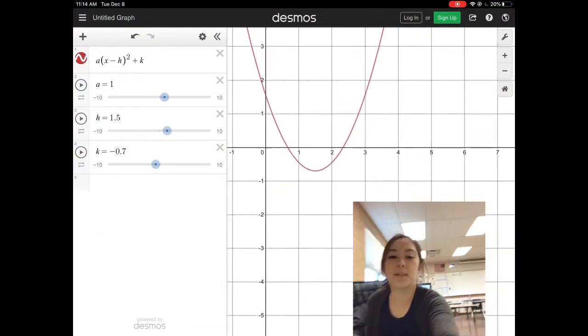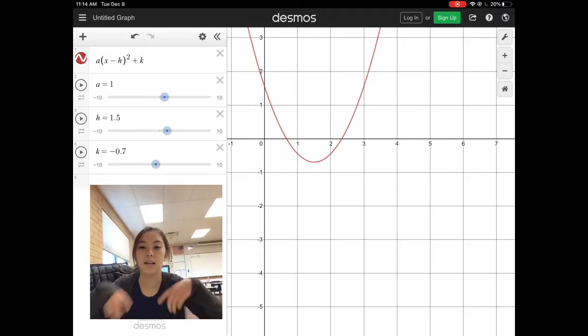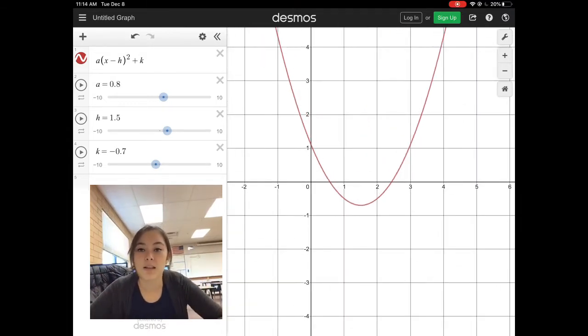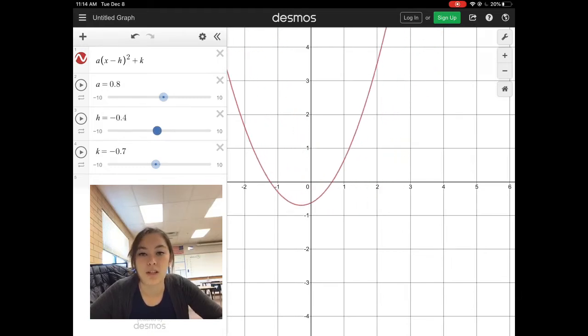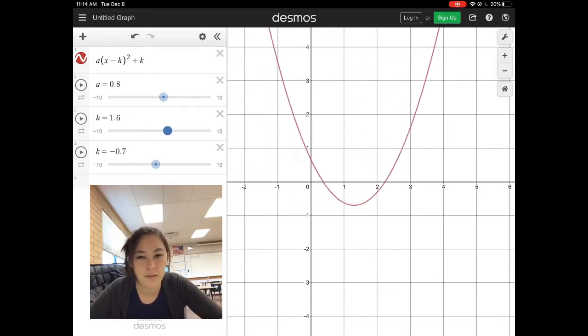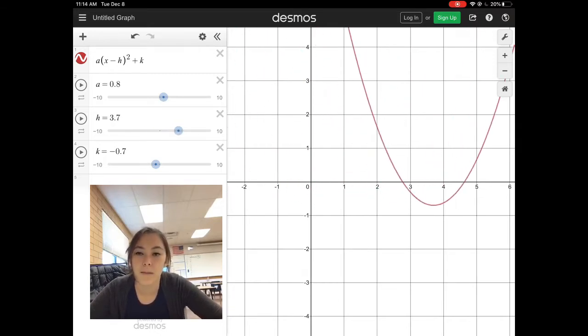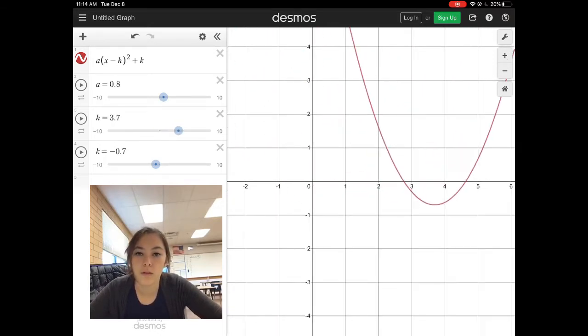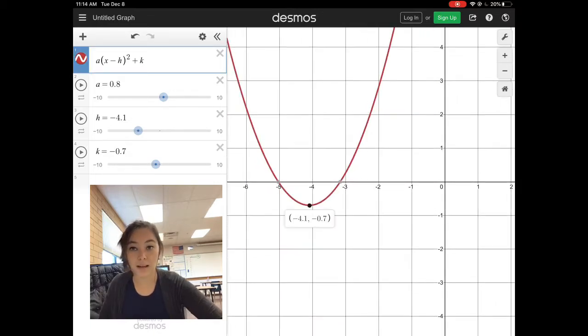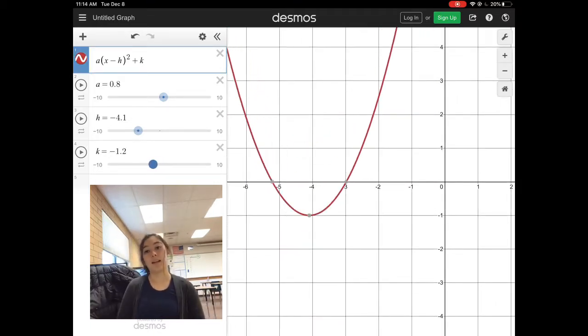So here in this Desmos thing I've made, I can play around with the A, H, and K values. So I'm gonna go ahead and change the H. Notice what happens to the graph when I'm changing that H value. It just seems to move left and right. And so when I click on the parabola, notice that the vertex says 3.7. Or if I moved it back to negative 4.1, now the vertex says negative 4.1.